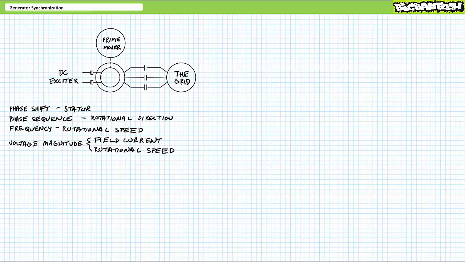2. The generator must match the grid and not the other way around. The grid has an ocean's worth of electrical inertia, and to think your tiny little squirt gun is going to change the tide is straight up wrong.